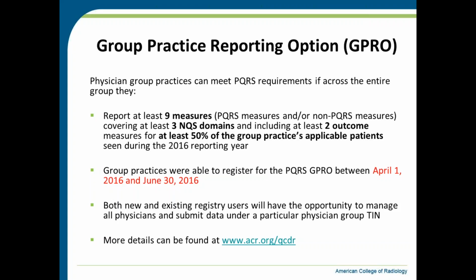And like I said, 2016 is the first year that we will have a way for your clients to submit data, and it can be aggregated at the physician group's tax ID number level. As a reminder, all of our web resources are available at QCDR at our ACR site.